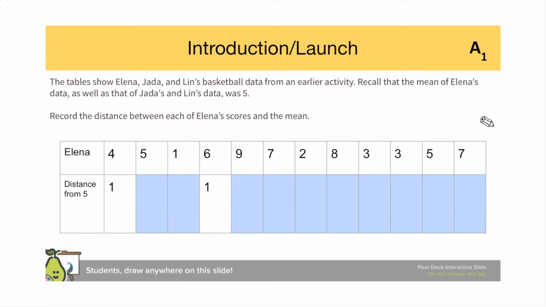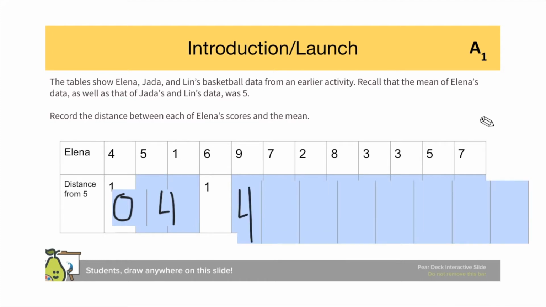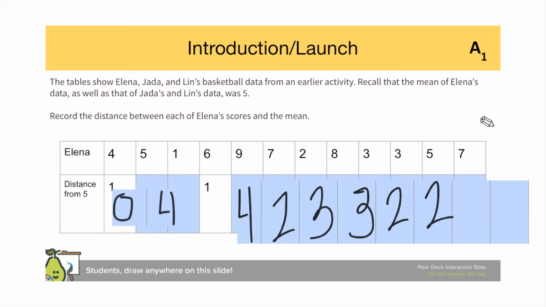The distance from 5 to 5 is 0. The distance from 1 to 5 is 4. The distance from 6 to 5 is 1. The distance of 9 to 5 is 4. The distance of 7 to 5 is 2. The distance of 2 to 5 is 3. The distance of 8 to 5 is 3. The distance of 3 to 5 is 2. The distance of 3 to 5 is 2. The distance of 5 to 5 is 0. And the distance of 7 to 5 is 2.